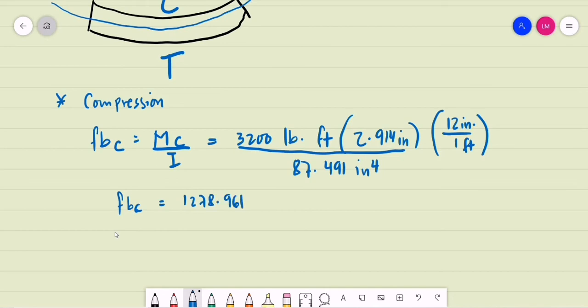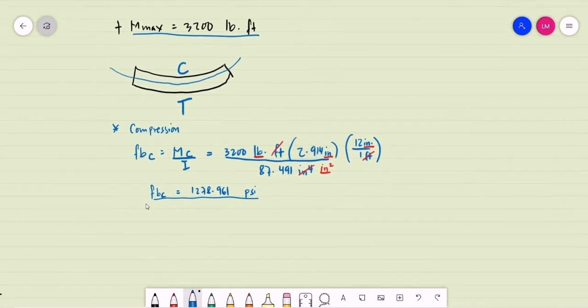1,278.961. Okay, if you are to do unit analysis, we may cancel feet. So the remaining unit is inches to the inches. This will be inches squared. So the remaining unit is pounds per square inch, the PSI. This will be the compressive stress, considering the maximum positive moment.